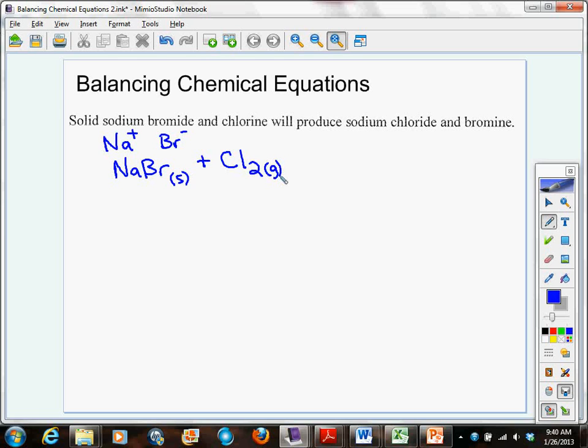And the other thing we need then, it's going to produce sodium chloride, Na, and once again, we have sodium, which is a plus, we have chlorine, which is a minus, so there's just going to be NaCl, and bromine.